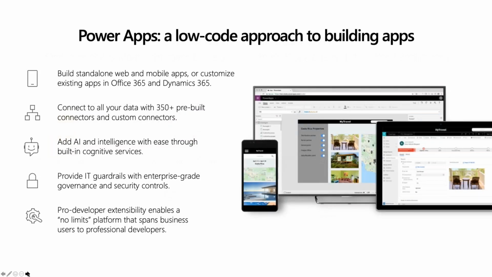Power Apps is essentially a low-code approach to building applications. You can build web applications, you can build mobile applications, and we've got 350 pre-built connectors that you can leverage throughout the platform. We're continuously adding connectors, and if we don't have one, that's okay. You can create your own custom connector. You can even connect to on-premise data sources. And as I mentioned earlier, we've got that AI capability that you can leverage with the Power Platform. You can use things like forms processing, object detection, and so on.